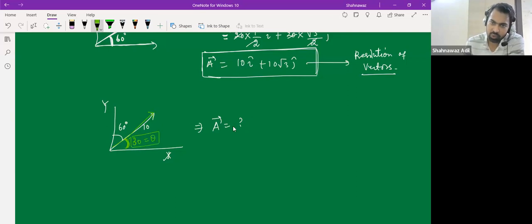Quickly tell me what would be the Cartesian form of this vector, and then we will do a question of JEE pass. Write your answer in the chat. And what is happening?